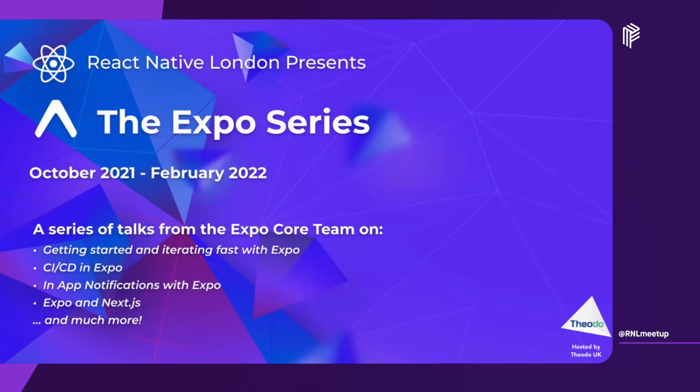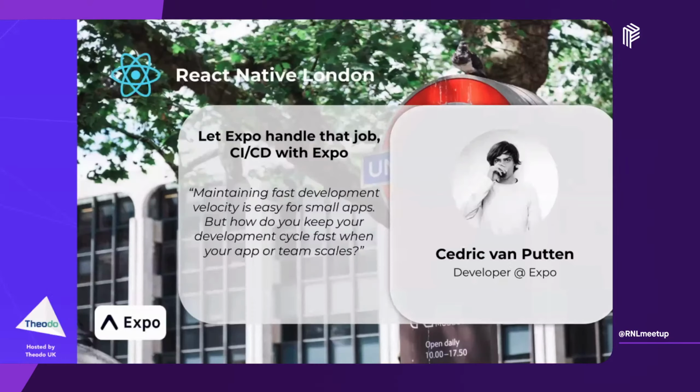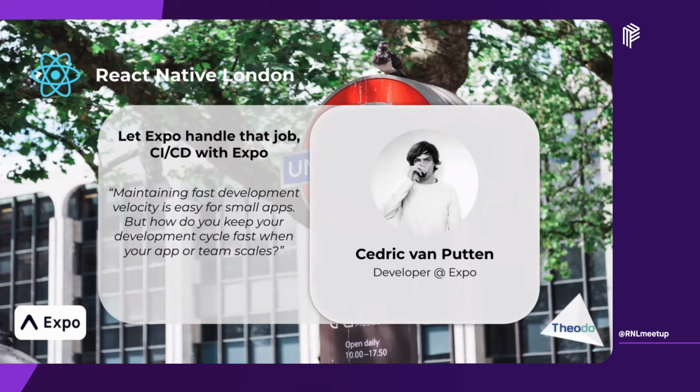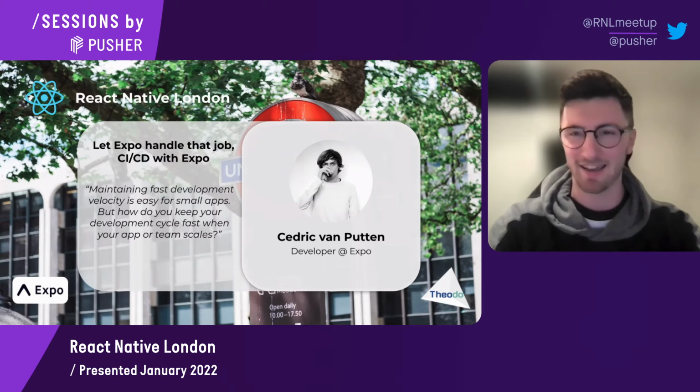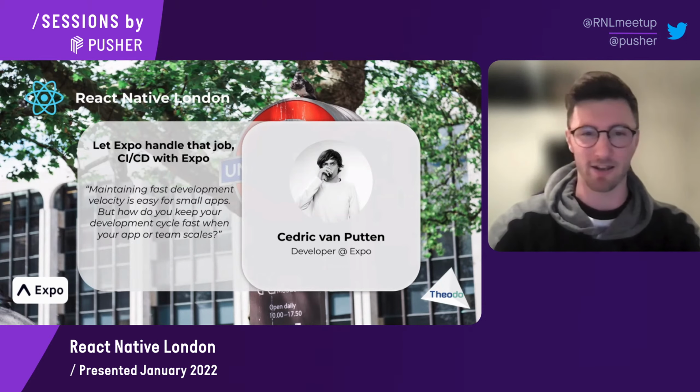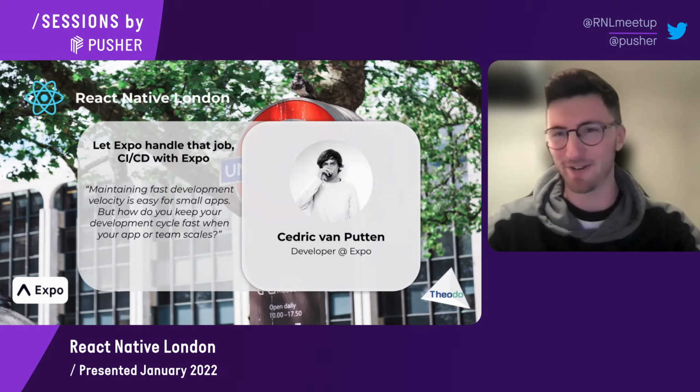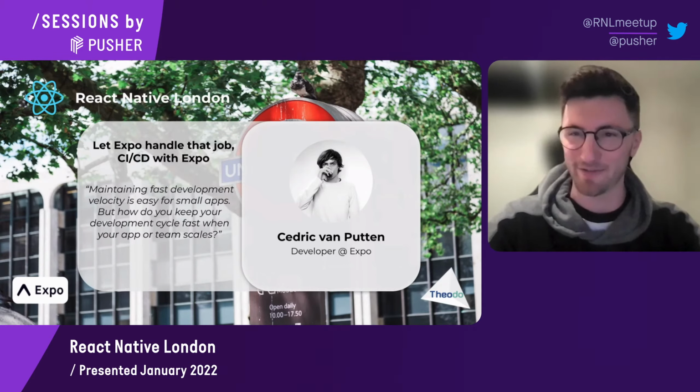So this month we'll be continuing with the Expo series. One of our speakers is Cedric from Expo, and that goes on until February, where I think next month we're going to have Quinn with another talk, but that's for the future. This time, Cedric will be talking about CI/CD with Expo, and specifically GitHub Actions. So how you can maintain fast development velocity for scalable apps when you're scaling and trying to get bigger. He can probably give a lot more context than I can on that. So I'm looking forward to this talk.